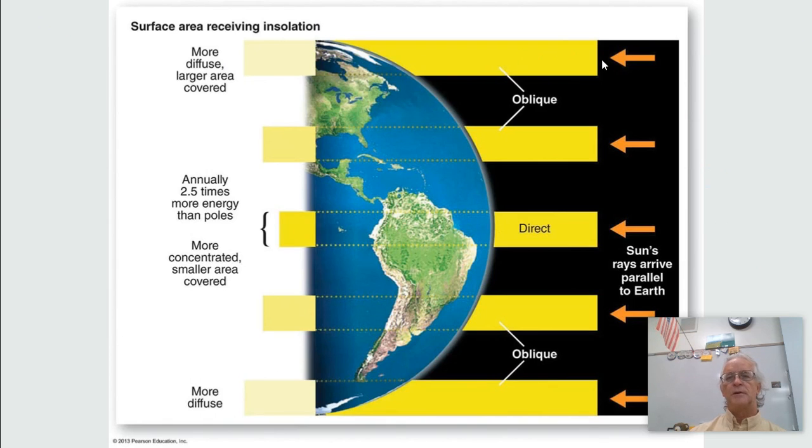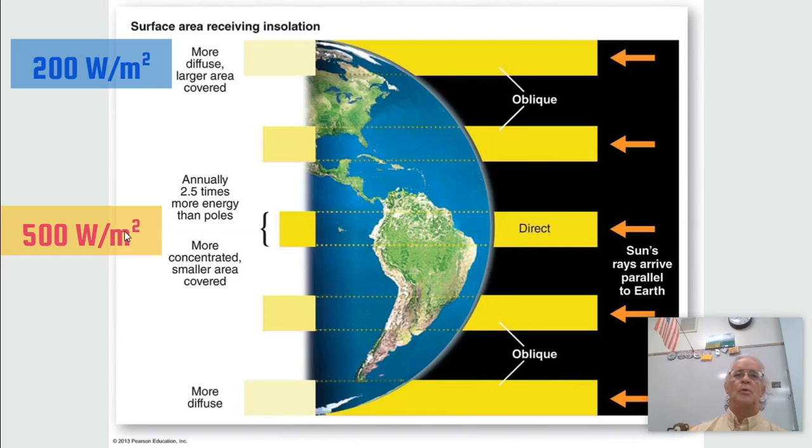Here we can see that it's coming in, all the same amount coming in, but here it's more diffuse than here. There is actually 2.5 times more energy at the equator than at the poles. Why? Even though it's the same amount coming in, it's spread over a much, much larger area.